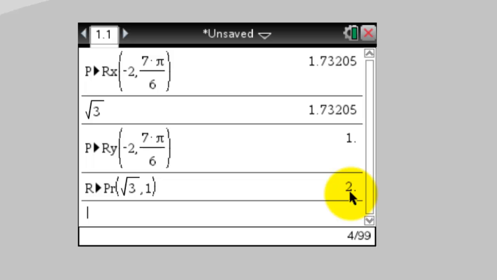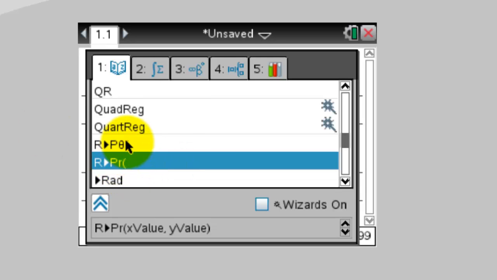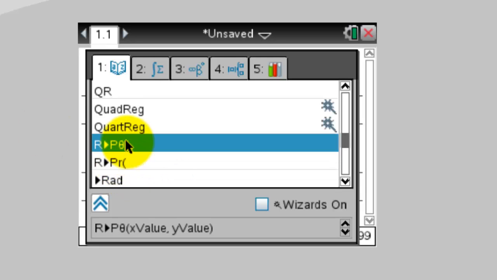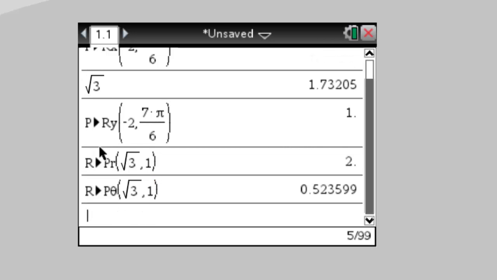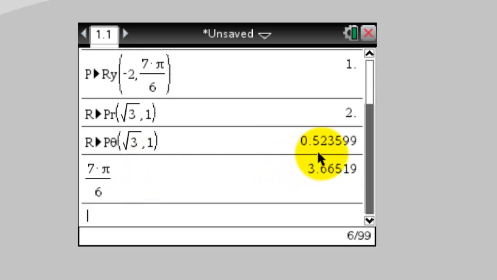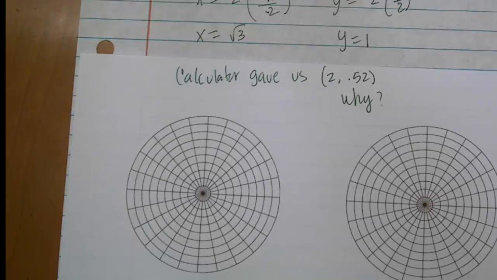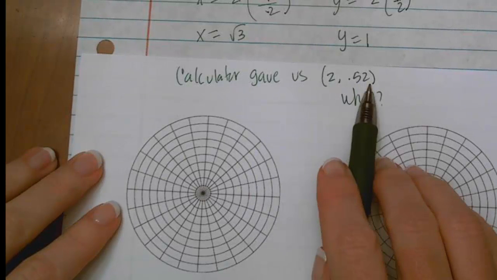Now notice, we're going to talk about this in just a minute. 2, we didn't get negative 2, but let's talk about what the calculator is giving to us momentarily. All right, and then I pull up the command, the rectangular coordinate, and it's going to calculate theta for us. Again, root 3, comma 1. And we got 0.523599, which again is in decimal form. Let me talk about what's happening, how we're getting the 0.523599. So the calculator gave us 2, 0.52.